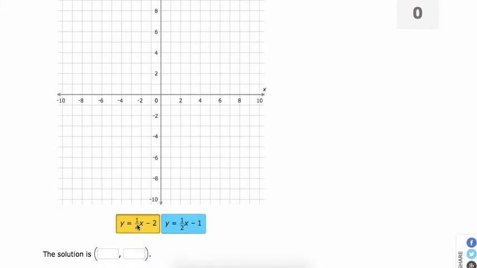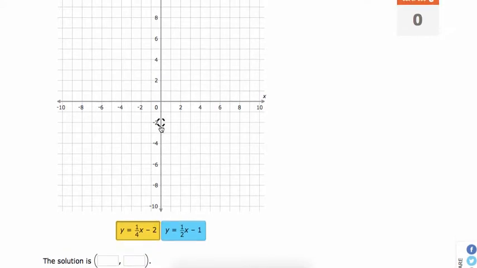So let's start by graphing y equals 1/4 x minus 2. This is already in slope-intercept form. Remember, that's y equals mx plus b, where b is the y-intercept. So if I wanted to start by putting a point on the y-intercept, that is when x is 0 and y is -2. So I'll put my cursor over that and click, and a yellow dot shows up.